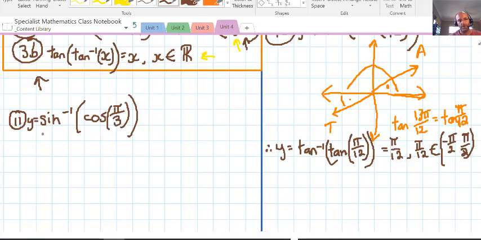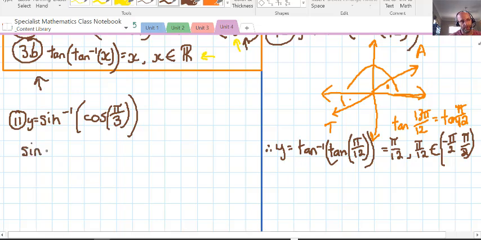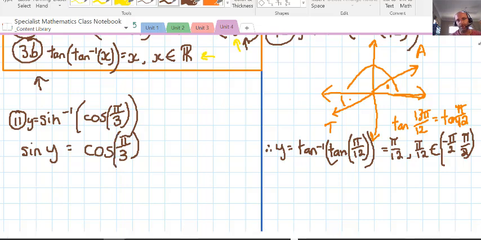I kid you not, here's the last one. So what if we got inverse sine of cos of pi on 3? How do we simplify that? How do we calculate it? How do we solve that? So if we let it equal y, and then if we take sines of both sides, we end up with something like this, which we haven't seen yet. So sine y equals cosine pi on 3. There are two possible ways of doing this, at least two.